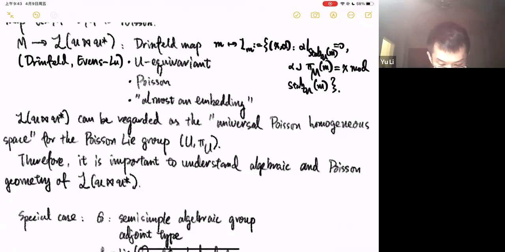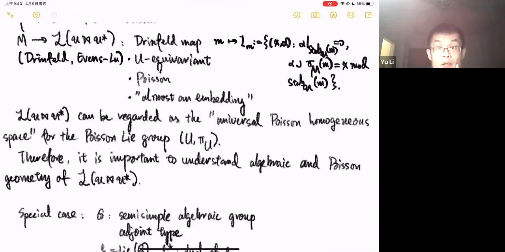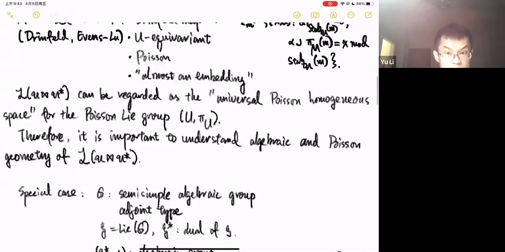All right, so it makes sense to think of L as the universal Poisson homogeneous space, because once you have a Poisson homogeneous space, you can embed it U-equivariantly as a Poisson subvariety into L. For that reason, it is important to understand algebraic geometric and Poisson geometric properties of the variety of Lagrangian subalgebras. For example, it's important to understand its U-orbits because these are Poisson homogeneous spaces.